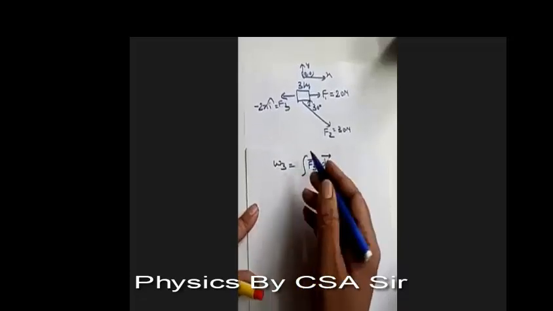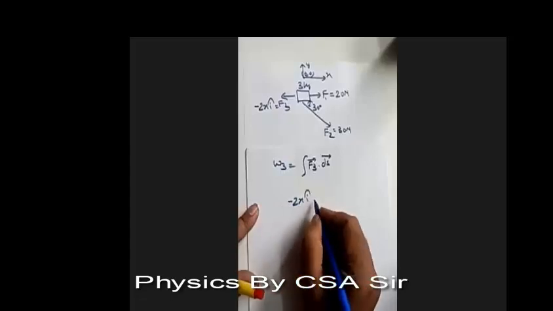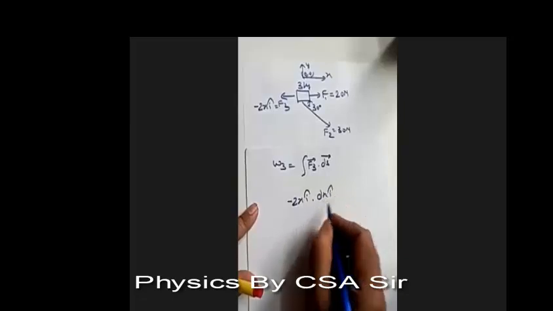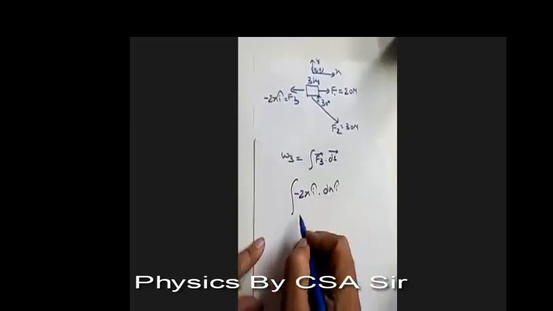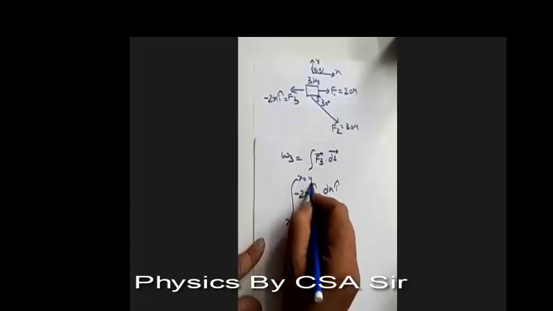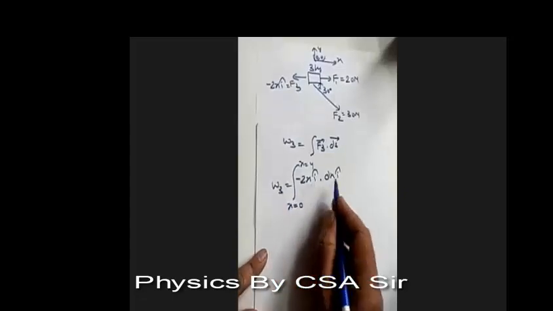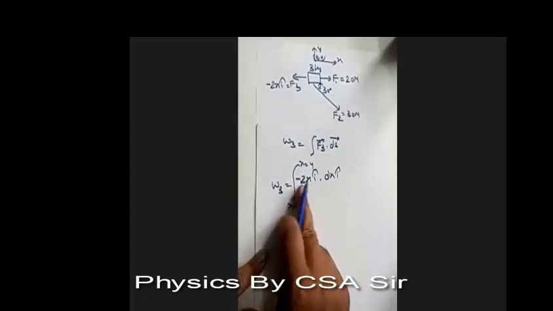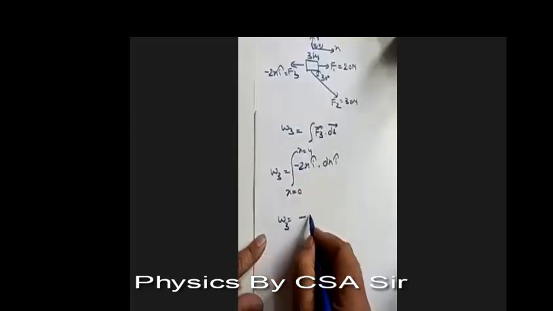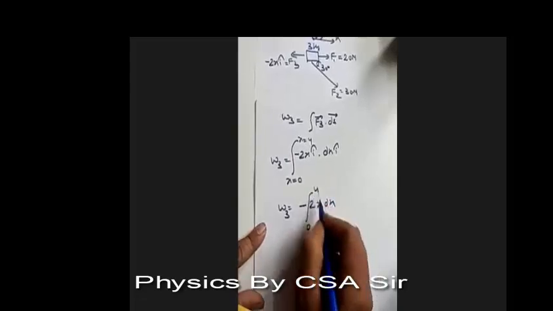F3, force 3 is in negative direction. It is minus 2x I cap. Displacement is in positive direction, dx I cap. By integration, where x is changing from 0 to x equals to 4. That should be the value of work done. Again, I cap dot I cap is 1 and minus sign is there. So we can write this is equals to minus twice x dx from 0 to 4.